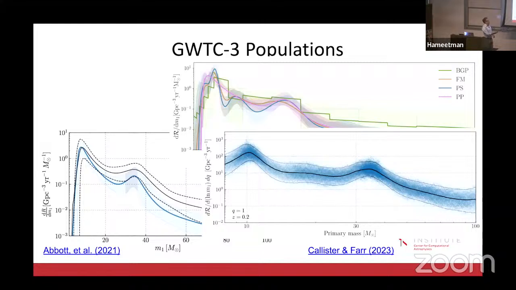Well, we don't. None of these features are predicted from first principles. However, for a time, there was a plausible explanation to do with a feature of massive stars called the pair instability.